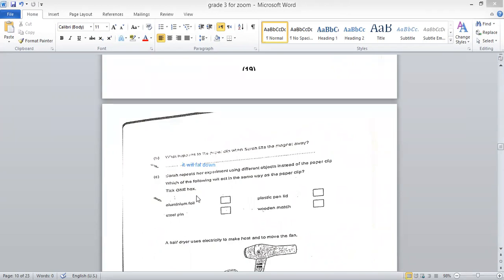Sarah repeats her experiment using different objects instead of the paperclip. Which of the following will act in the same way as the paperclip? Tick one box. Aluminium foil. Aluminium is a non-magnetic material. Plastic pin lead. Plastic is a non-magnetic material. Steel pen. It is a magnetic material, so it will be attracted to a magnet.